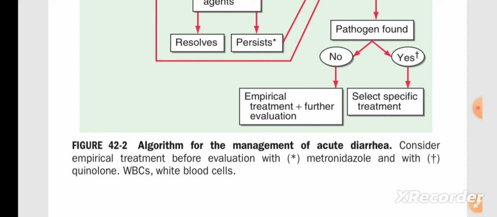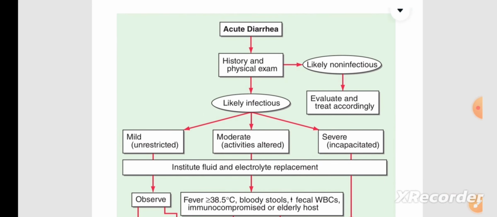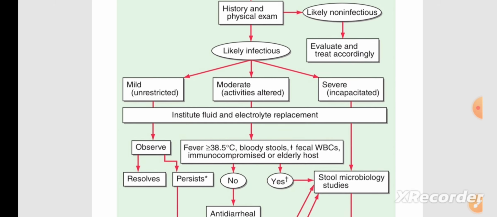So for any case, initially we go for history and physical examination. By history and physical examination, we decide whether it is infectious or non-infectious. If non-infectious, we will evaluate the non-infectious causes of diarrhea and treat accordingly. If it is likely infectious, then we determine whether the diarrhea is mild, moderate or severe.